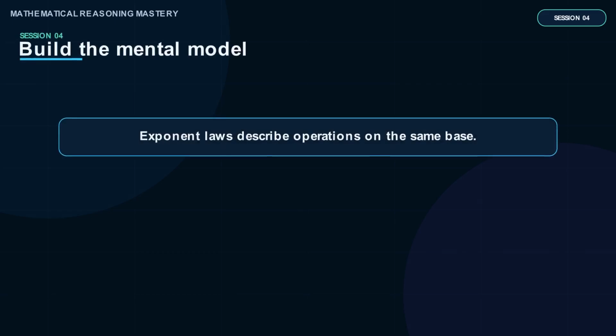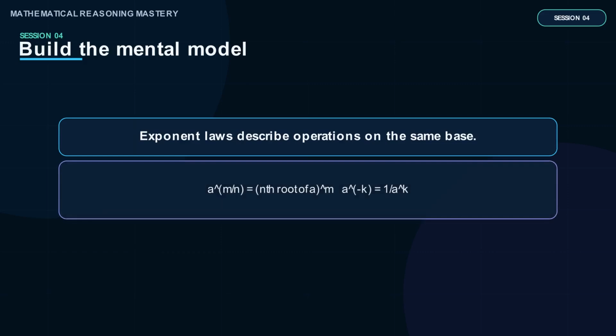Start with this principle. Exponent laws describe operations on the same base. Use this visual structure. A to the power m/n equals the nth root of a to the power m, and a to the power minus k equals 1/a to the power k. Read every symbol and label before calculating.